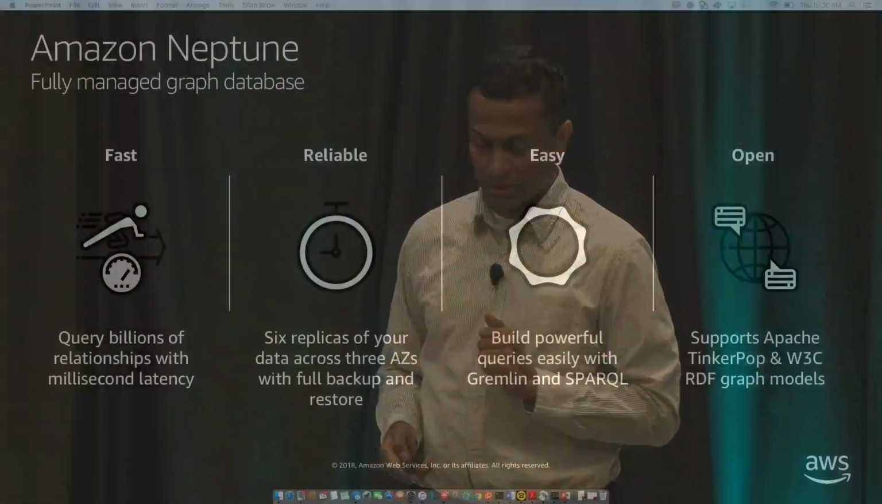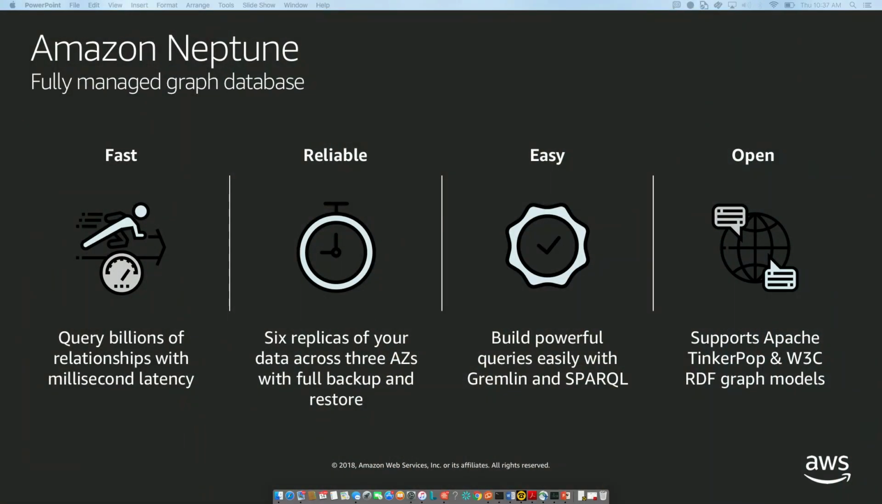Amazon Neptune is the graph database that we launched at re:Invent. The session after this afternoon is about graph databases in Neptune, so I will go through this faster because we'll have a deeper dive this afternoon.